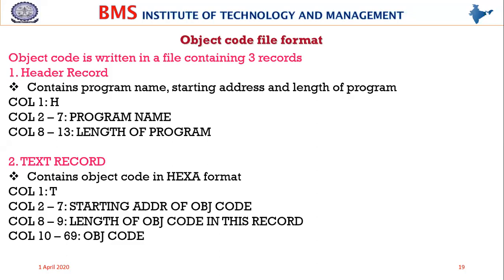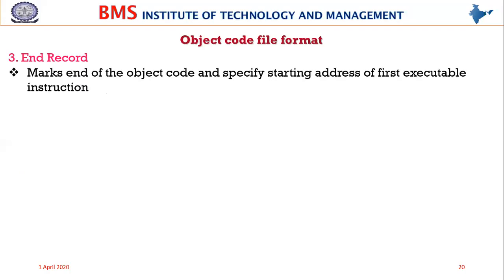And 10 to 69 means somewhere around 59 characters are available for you to fill up the object code. So the maximum length is going to be 59 characters that you can accommodate within a text record, right? Next, the third type of record is called the end record.